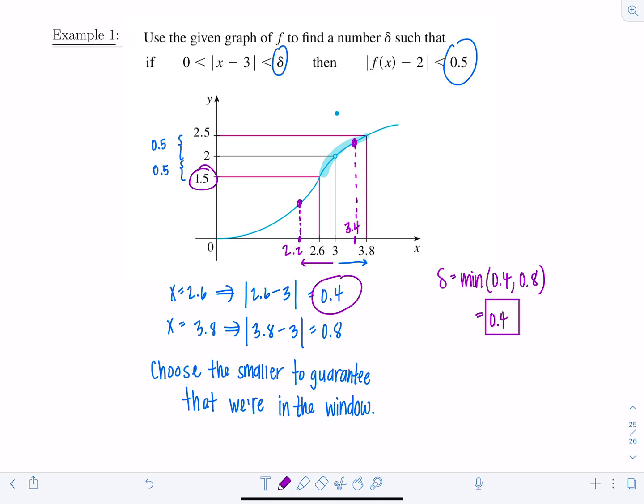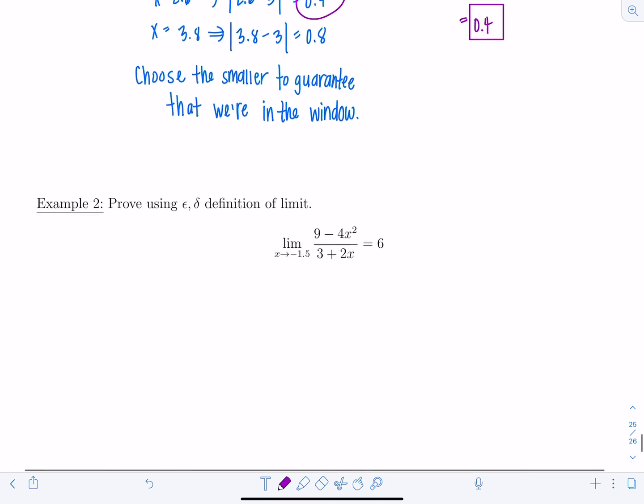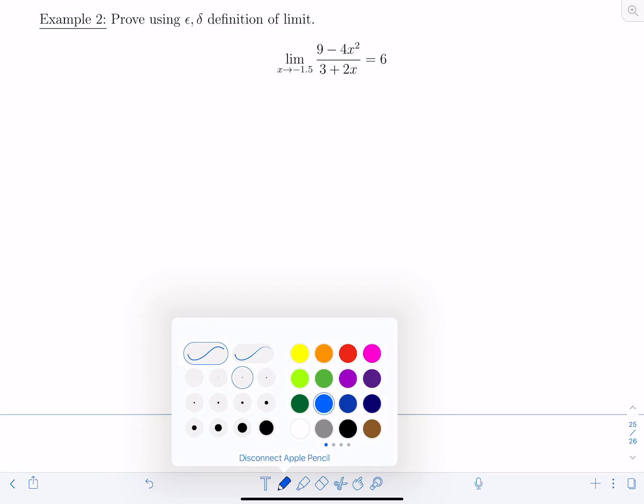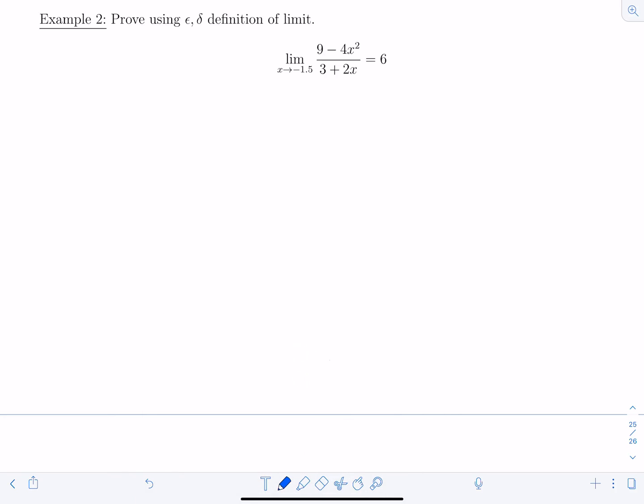All right, very good. Now let's get into some actual proofs. Prove using the delta-epsilon definition of a limit. So we have the limit as x approaches negative 1.5 of (9 minus 4x squared) over (3 plus 2x), and this is equal to 6. So before you get started, make sure that you have memorized what the precise definition of a limit is, and then identify exactly all the parts that are going on here.